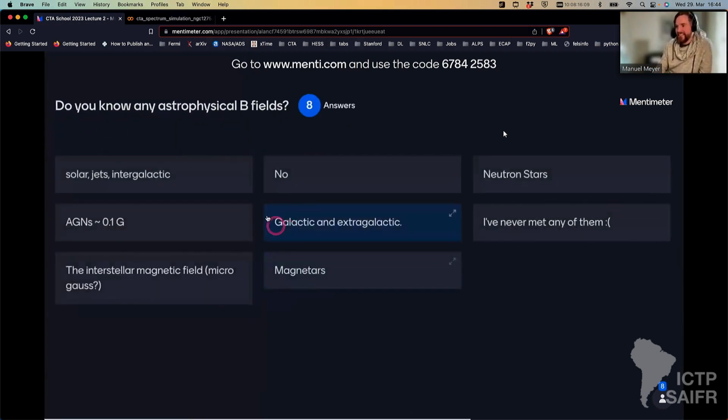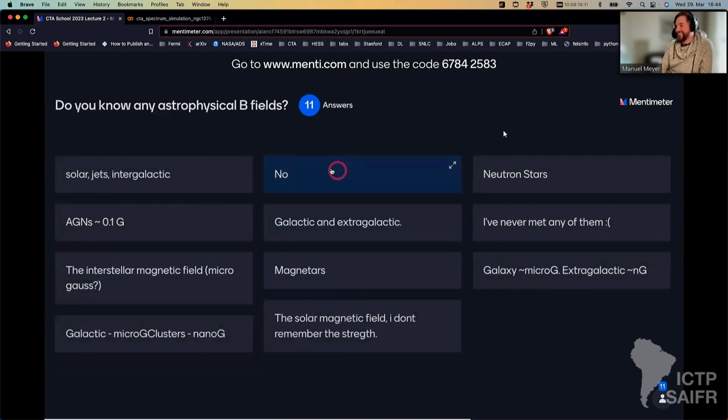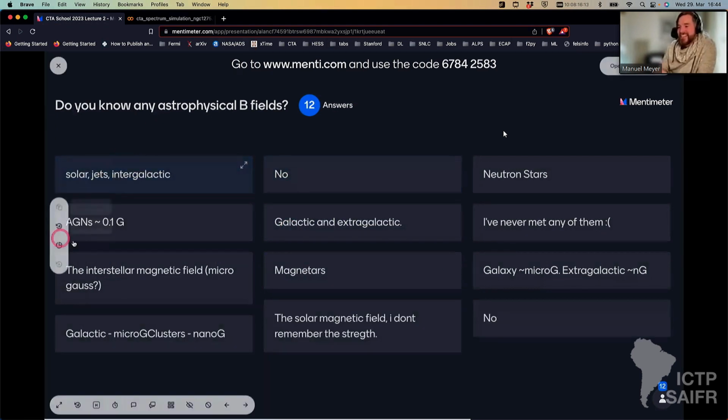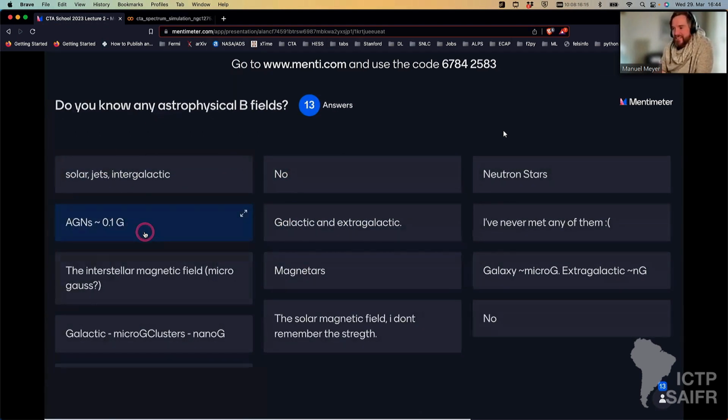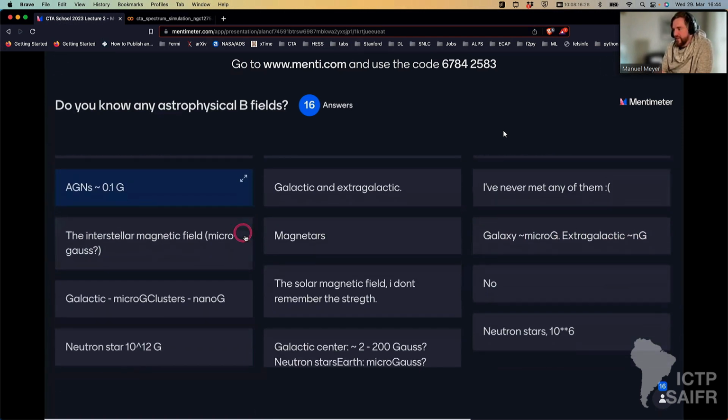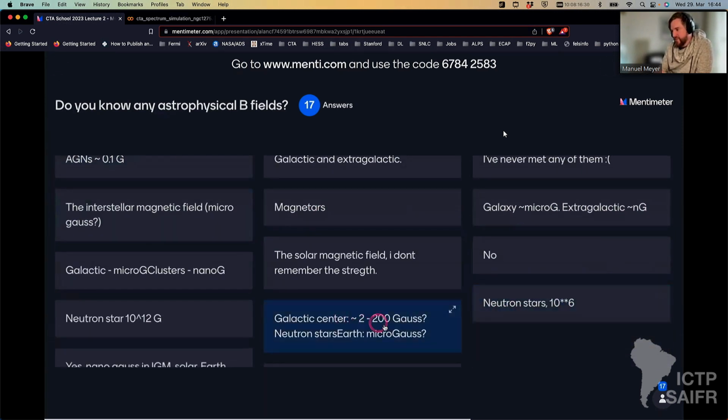Very good. So let's take a look. No, that's a fair answer. That's definitely a very fair answer. AGN is right. I just said it. It's 0.1 Gauss. Interstellar magnetic fields, microgauss. Yeah, in our Milky Way. Very good. Yep, magnetars. Galaxy, microgauss, extragalactic, nanogauss, or weaker. Very good. Neutron stars, solar jets, intergalactic. Very good. Neutron stars, galactic center, 2 Gauss.